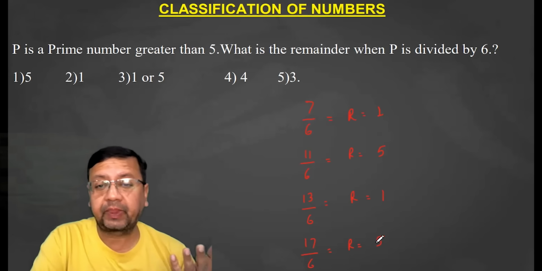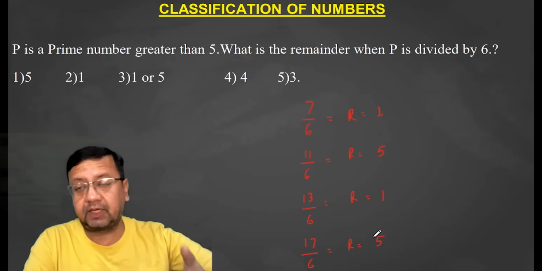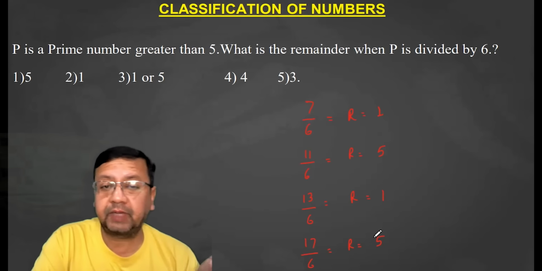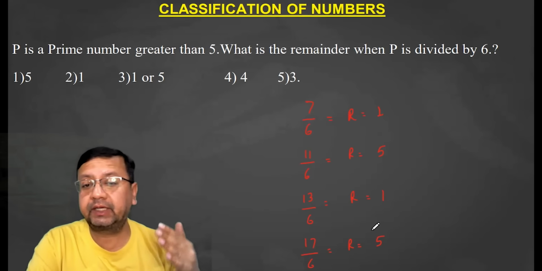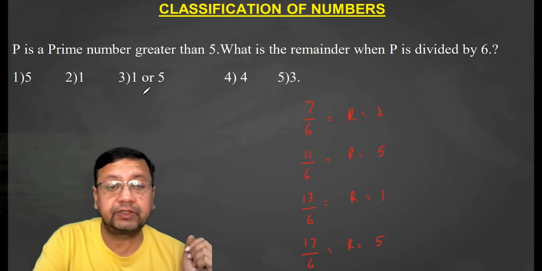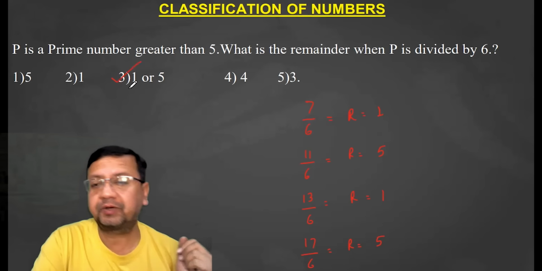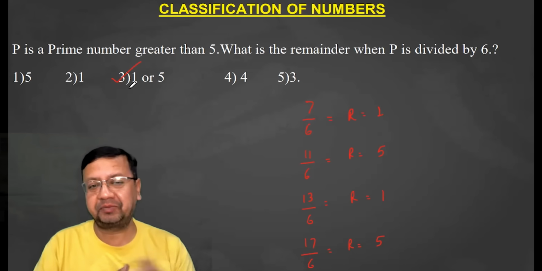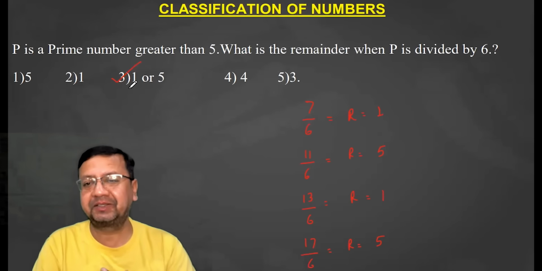Yes, everyone. If you have a prime number which is greater than 5, and you divide it by 6, you will get either 1 or 5 as a remainder. So, which option should I mark? The third option I should mark here, right? And this is the way I am getting my answers correct.